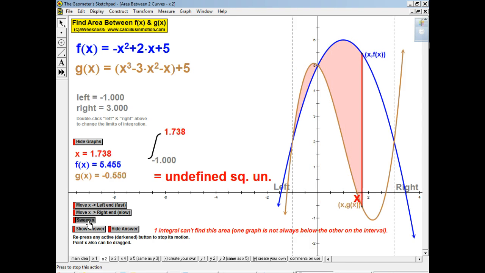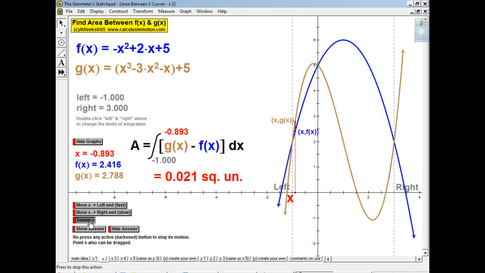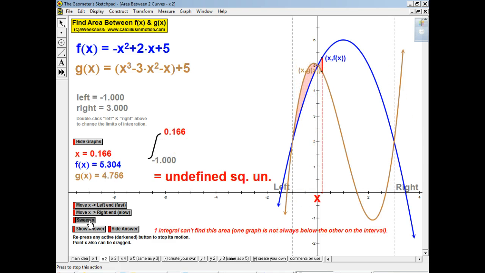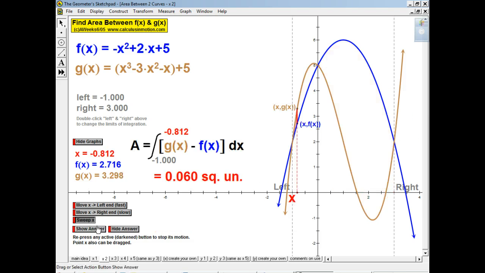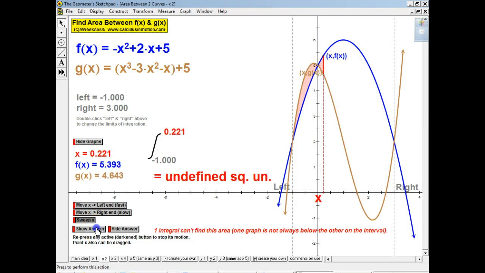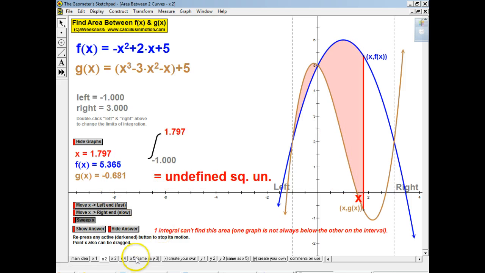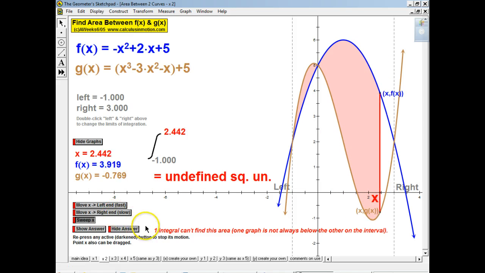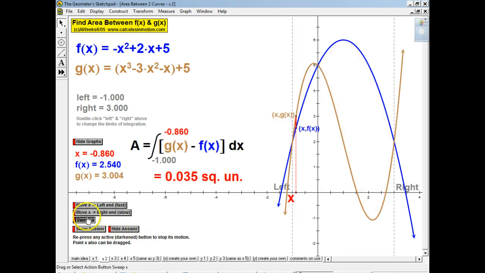So we start off with the g of x. So it says one integral can't find this area. One graph is not always above or below the other. All right, so it's kind of showing us that there. All right, so let's go ahead and stop this. Okay, so we'll go ahead and stop that and go back.